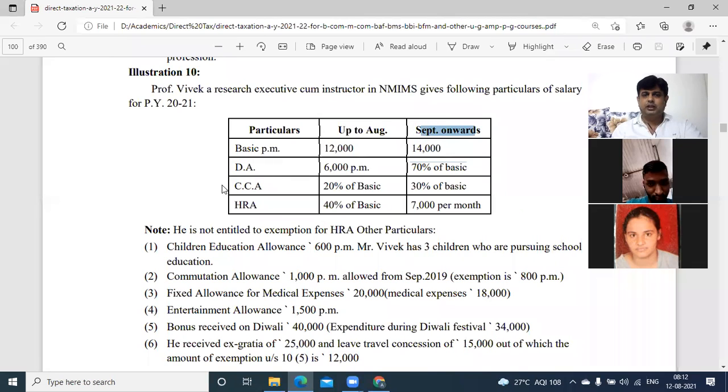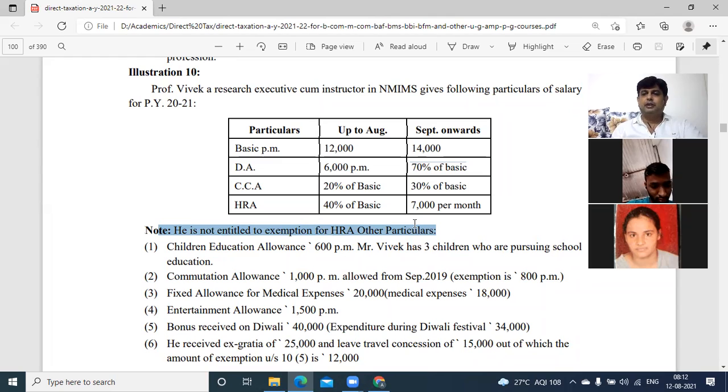That is for basic, DA, CCA. CCA is city compensatory allowance. DA is dearness allowance. HRA is house rent allowance. No, he is not entitled to exemption for HRA in particular. Why is he not entitled? There are two reasons. One, he might have his own house, then you will not be eligible for HRA. Or the house must have been provided by the employer. In such cases, you will not be entitled to HRA exemption. The entire HRA will be taxed.